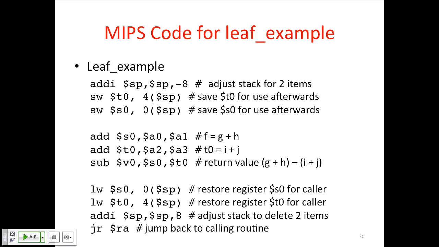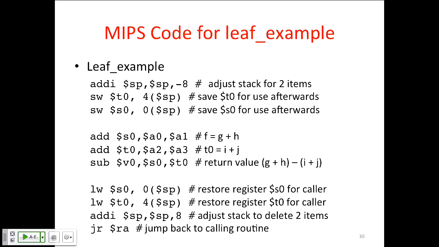I then store one of these with an offset of 4 from the stack pointer, the other with an offset of 0 from the stack pointer. So I'm just copying out the old values to memory so I can reuse the register locally inside this function to do some work, right? So I'm just saving the old values to memory. I then do the computation in here, just a bunch of adds and subtracts. And notice I'm reading the values from the argument registers, and then I'm writing the result into the return value, V0.